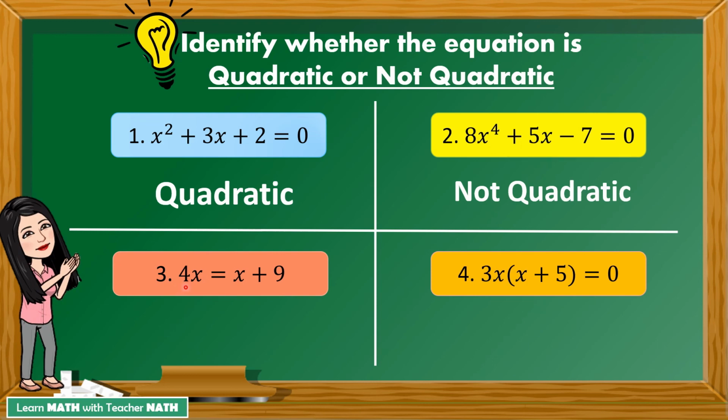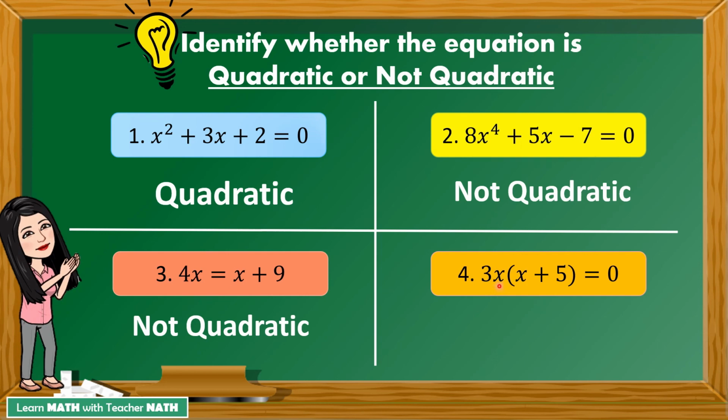Third, we have 4x is equal to x plus 9. Is this quadratic or not quadratic? Very good. That is not quadratic, because there is no second degree on the given equation. It is what we called linear equation.